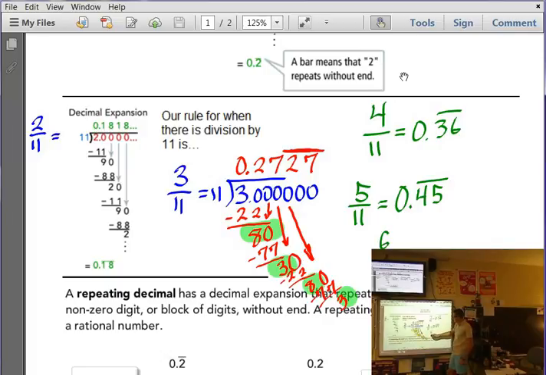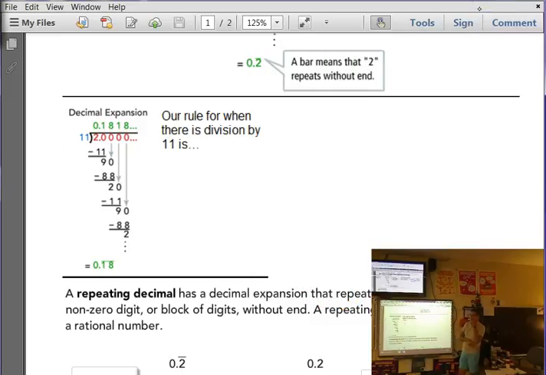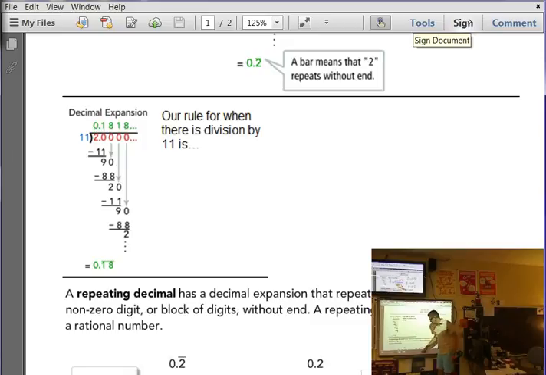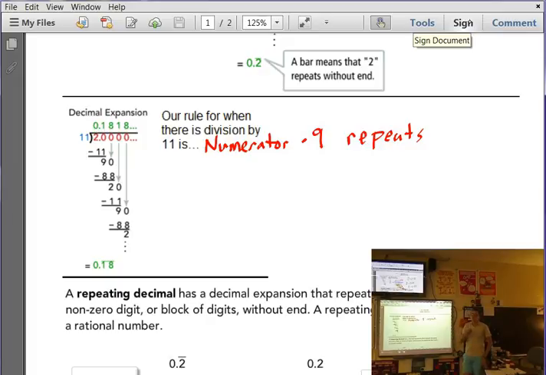What is it, Izzy? Factors of 9. 6 11ths would actually be 54 repeating. So here is how you do it. You take the numerator and multiply by 9. So our rule here is just numerator times 9 repeats. So division by 11, you just multiply by 9.